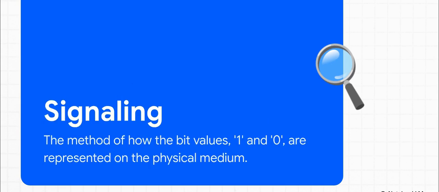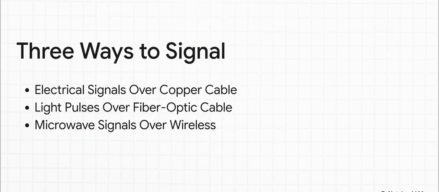And this is where the real magic happens. Signaling is the method of physically representing those ones and zeros. So if encoding is the secret code, signaling is how you actually send it. It's like using a flashlight to blink out Morse code. This is the moment that abstract bits become a physical reality. And that physical reality really comes in three main flavors. We can send these signals as little pulses of electricity down a copper wire, as pulses of light through a super thin glass fiber, or as microwave signals zipping right through the air. Let's take a look at each one.